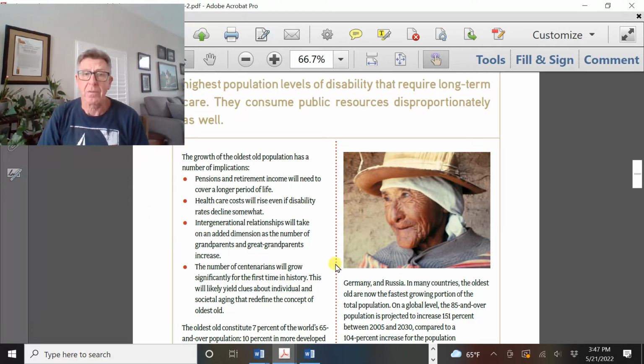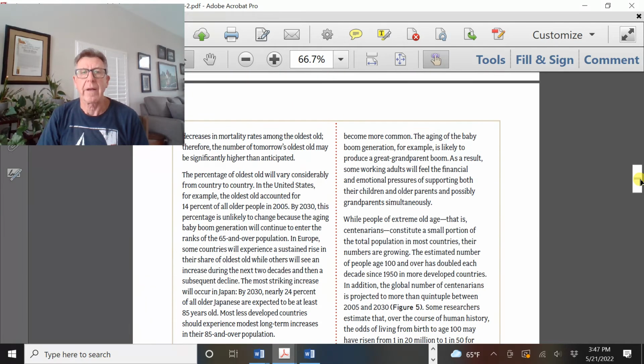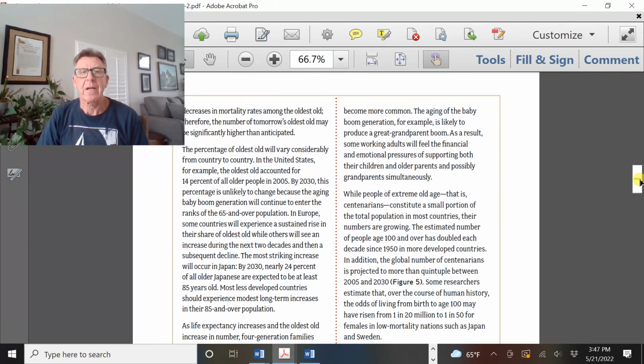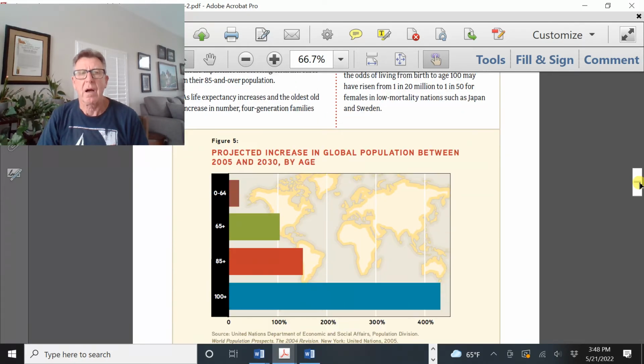Bottom line, the number of centenarians, octogenarians, and 90-year-olds is all going to skyrocket. Very cool. Then there is a lot of verbiage here that goes through each of the countries. We can see the shock and awe here, going from 2005 to 2030.